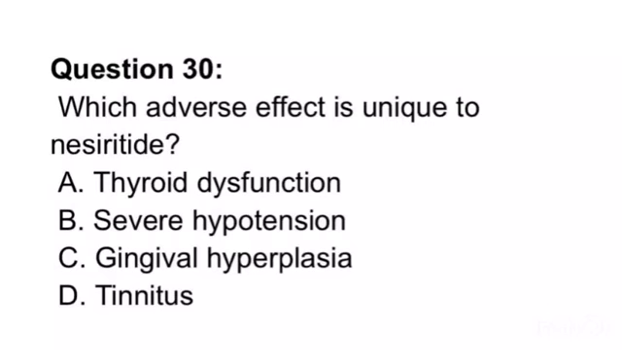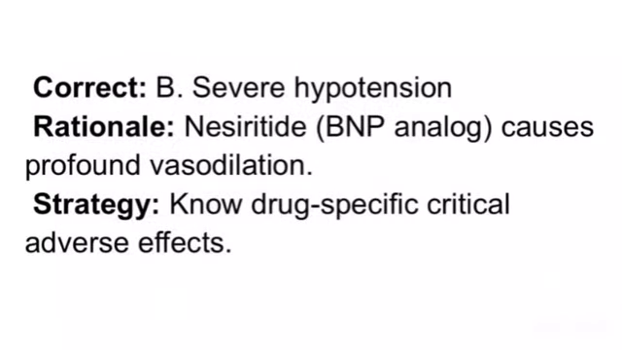Question 30. Which adverse effect is unique to nesiritide? A. Thyroid dysfunction. B. Severe hypotension. C. Gingival hyperplasia. D. Tinnitus. Correct: B, severe hypotension. Rationale: nesiritide, a BNP analog, causes profound vasodilation. Strategy: know drug-specific critical adverse effects.